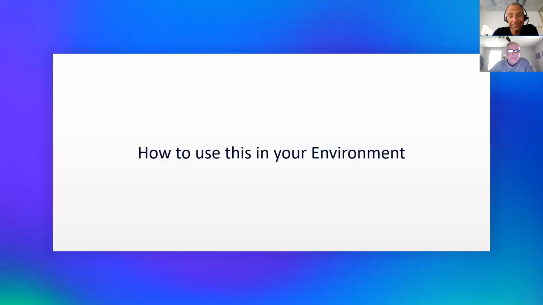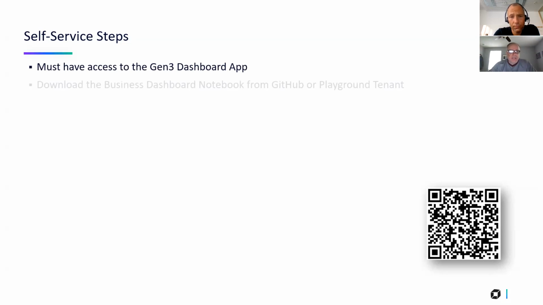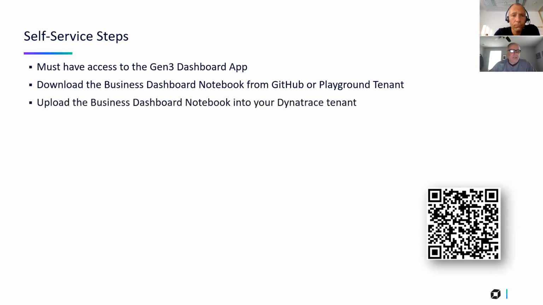All right. So Andy, how to use this in your environment, right? We looked at the self-service steps. There's the QR code. You can scan it, and then, as Andy said, that's going to take you to the Perf Clinic repo. Everything is locked in there, so not to worry about the one I used here. It's more familiar with what I've been building over time. You must have Gen 3 access to the new dashboard app. As you can see, you download that notebook. It's in Andy's Perf Clinic repo, and on the Playground tenant as well. Just simply upload that and save it to your tenant.